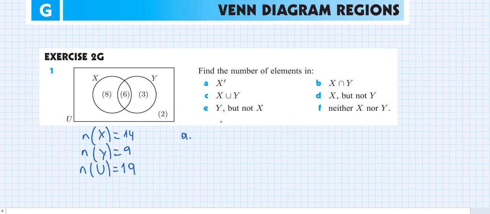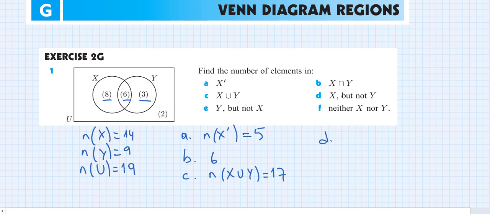So let's try to answer each part. In part A, what do we have? X complement. How many elements do I have in X complement, meaning beyond the X? In X normal I have 14 elements, and in universal I have 19. So the total number of elements will be 5. Part B, we already had discussed this one. Intersection will be the number of elements. How many? It shows 6. And C, the union. For the union, you just need to add all these 3 numbers. Number of X union Y will be 17.